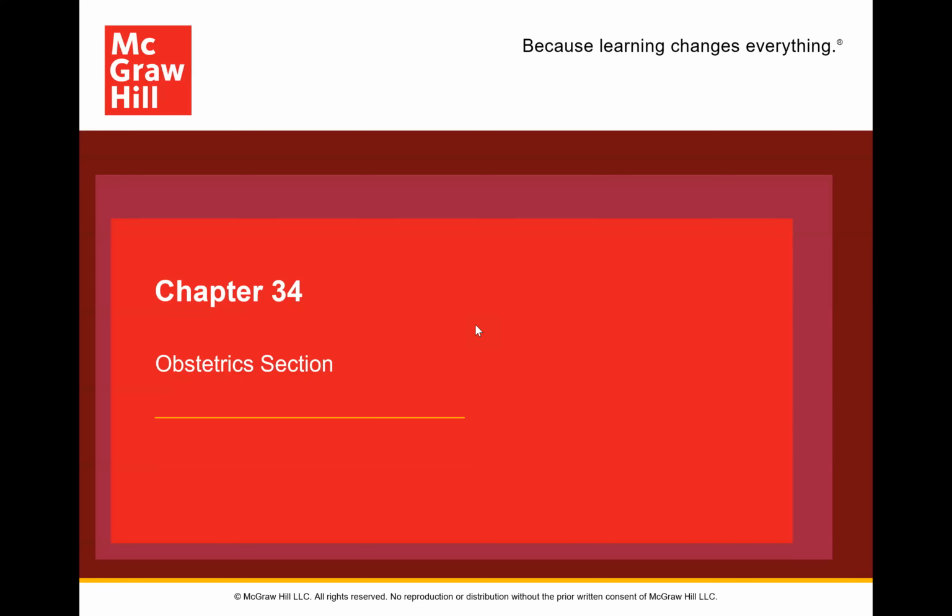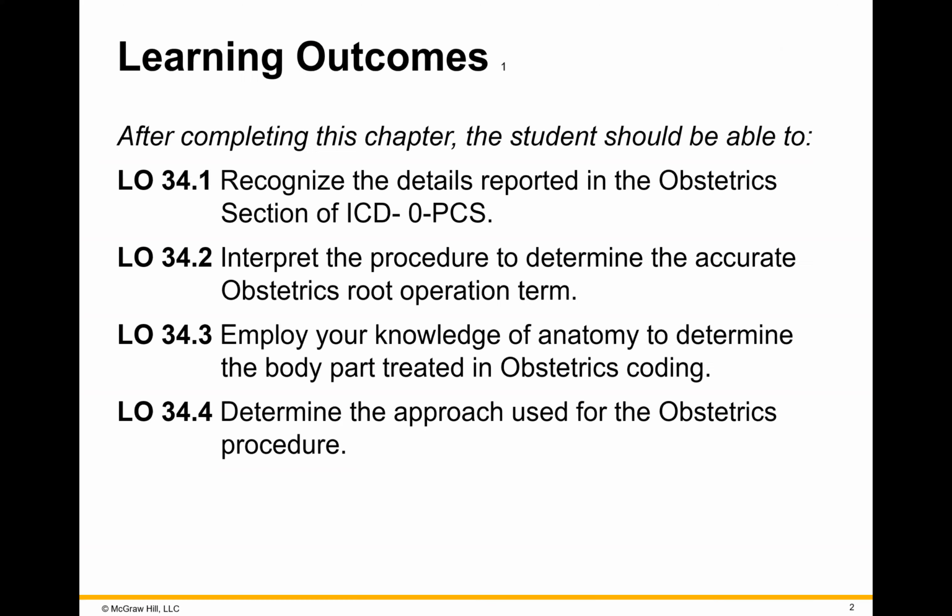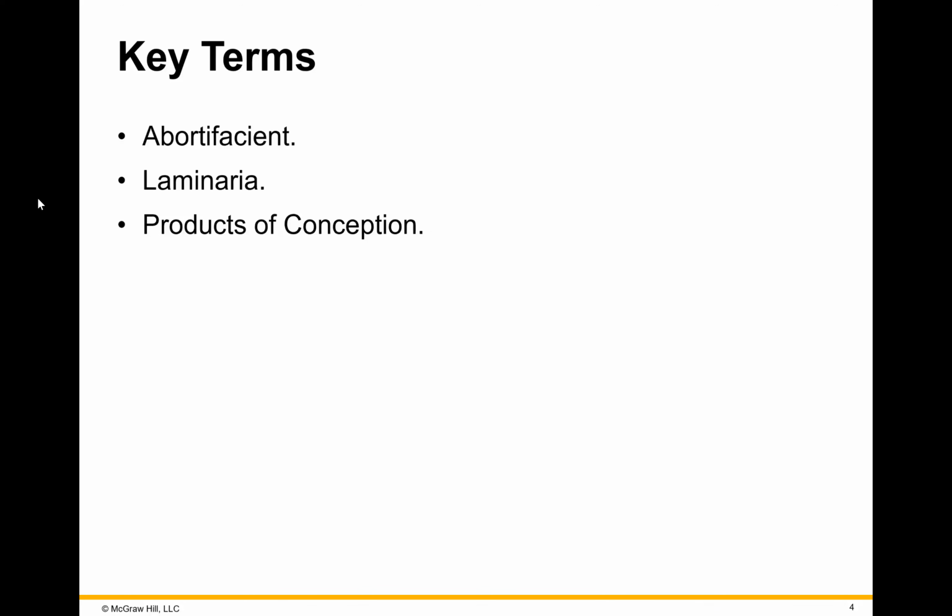Again, obstetrics is a pretty straightforward chapter in my view. The main thing you have to pay attention to are the details, the root operations, and you have to know your anatomy to determine the correct body part. Again, there's some terms. Most people are familiar with one, and the one that some struggle with is this last one, the products of conception. Be on the lookout for these, as you'll see these often in obstetric procedures.